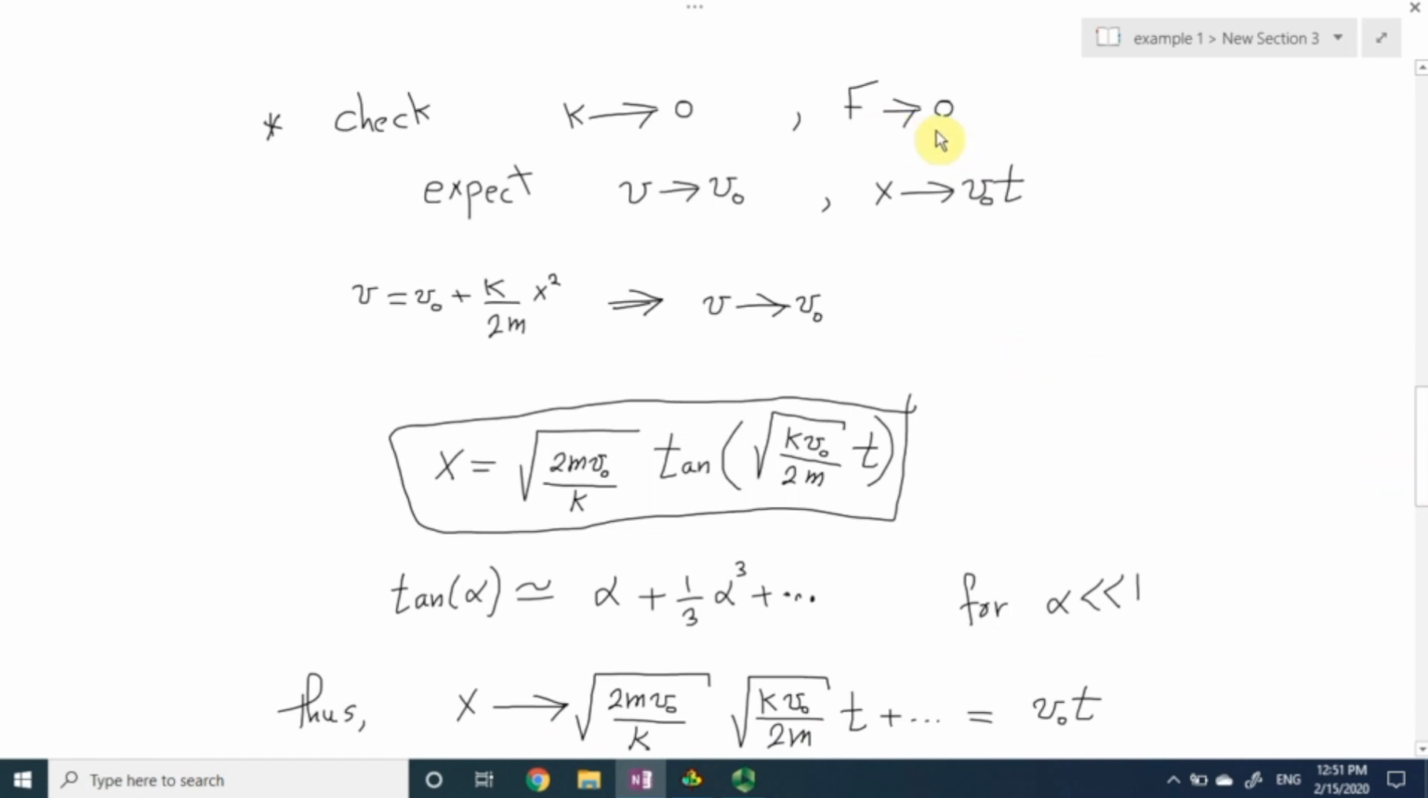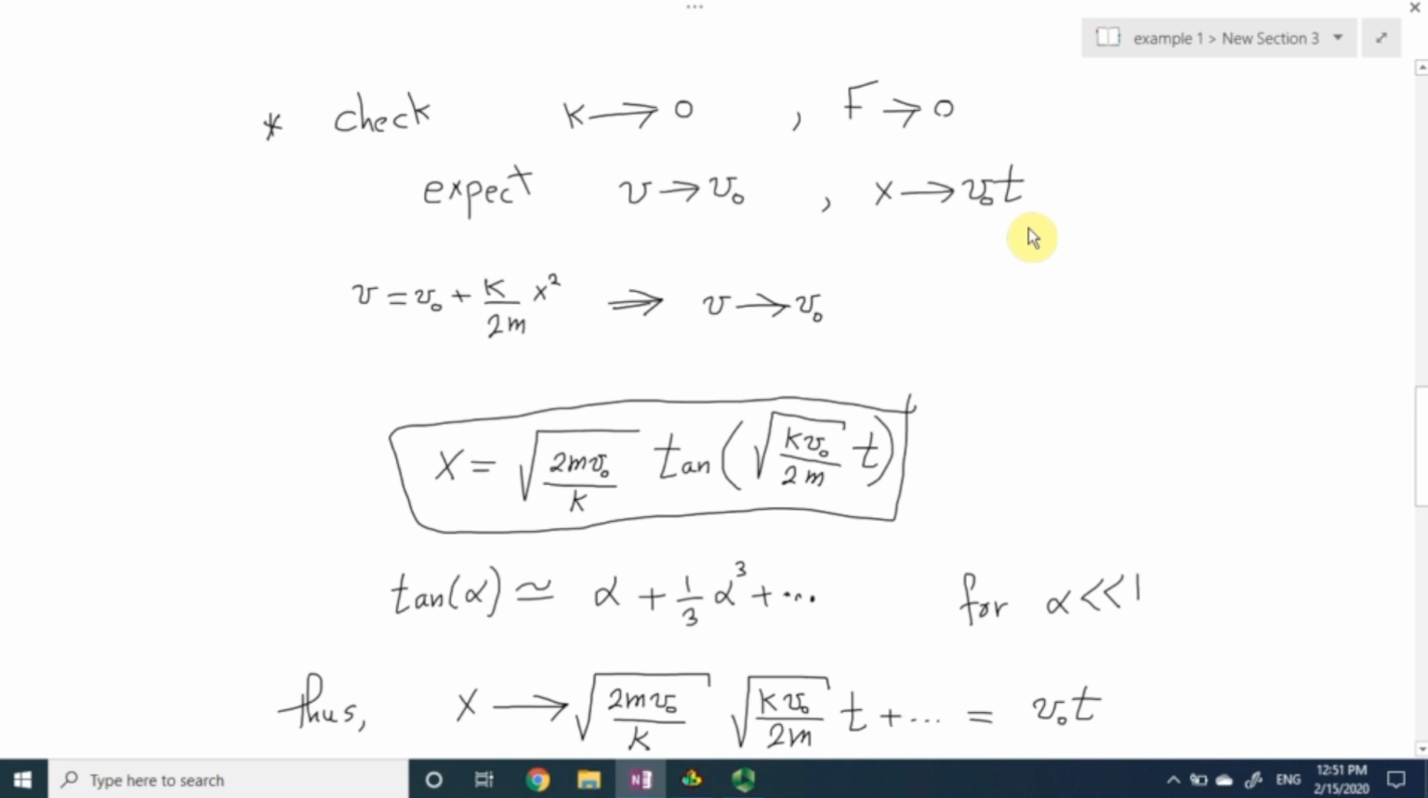And what does it mean in physics? Well, if the force is approaching 0, then the acceleration should be approaching 0. And that means the velocity should be approaching a constant value. And if the velocity is approaching a constant value, which is the initial velocity, of course, then x should be linear in time. So that x should go as v naught, the velocity, multiplied by t. Now that's from physics consideration.